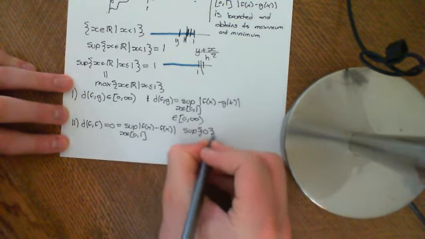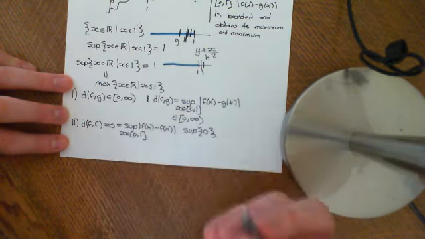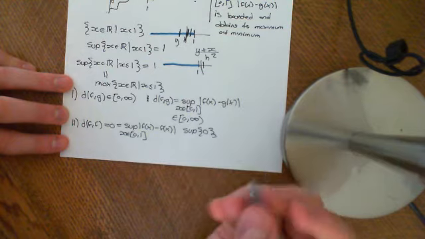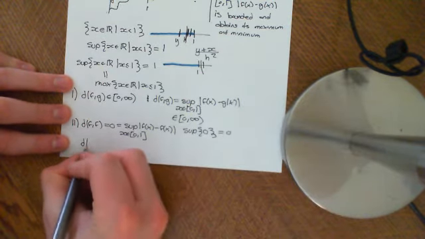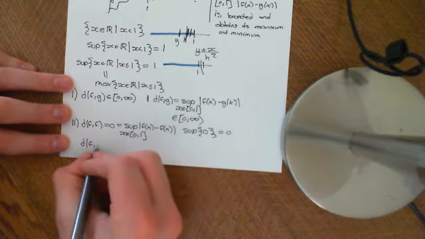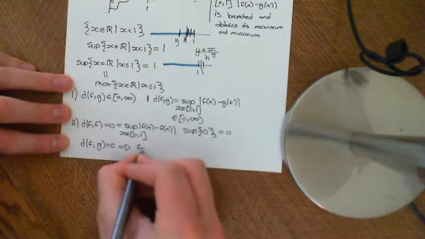So it's going to be 0 over the entire interval [0, 1]. So we're going to be taking the supremum of a function that is identically equal to 0, so this is just equal to 0. Conversely, we have to make sure that if the distance between f and g is equal to 0, that implies that f is equal to g.